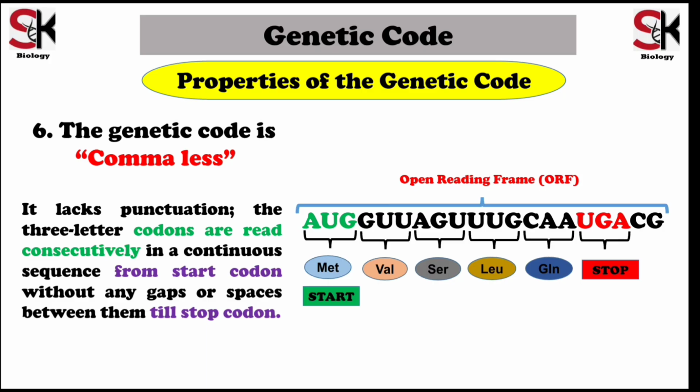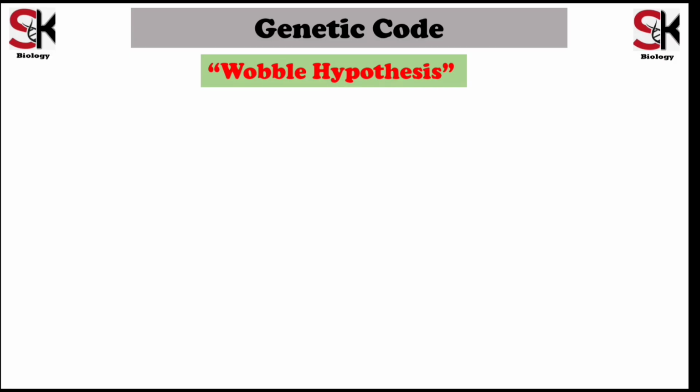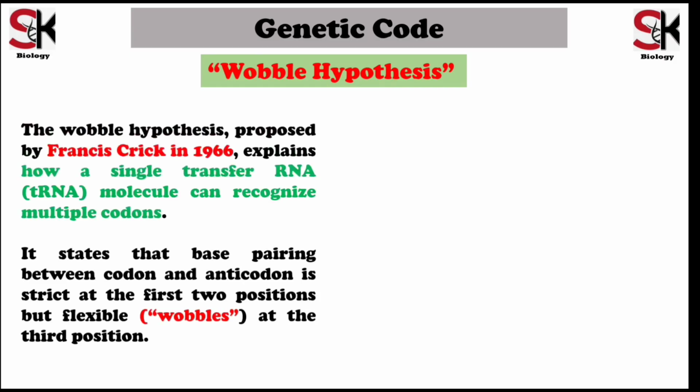The last property of the genetic code is the Wobble hypothesis, given by scientist Francis Crick. This Wobble hypothesis explores how a single tRNA can recognize multiple codons. I repeat, this hypothesis explains how a single tRNA can recognize multiple codons. This hypothesis states that pairing between the codon, that is mRNA, and the anticodon on tRNA is strict for the first two nucleotides of the codon but flexible for the third nucleotide. This third position is called the Wobble position.